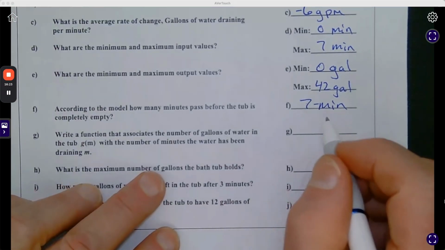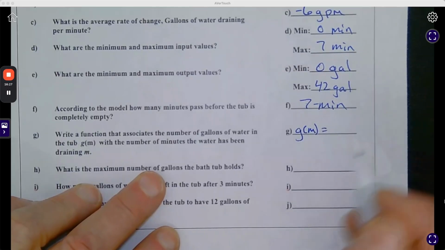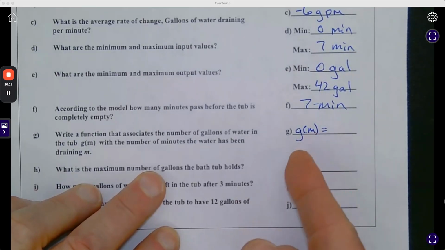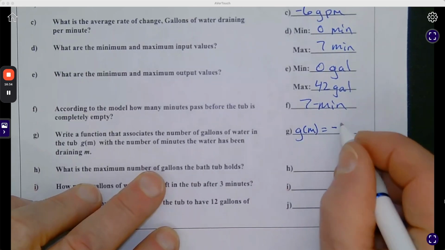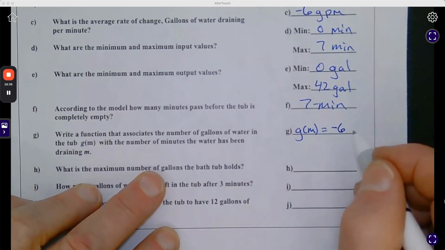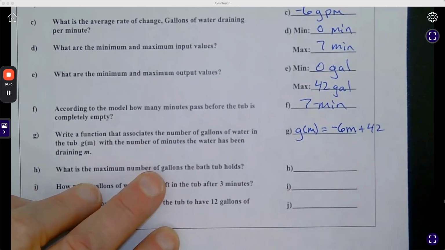Let's write a function. Okay, we're going to call it g of m. So the output variable is g of m. The input variable is m. So it's g with an input of m equals your rate of change. It's decreasing, so it's negative 6 times your input variable plus your initial value.